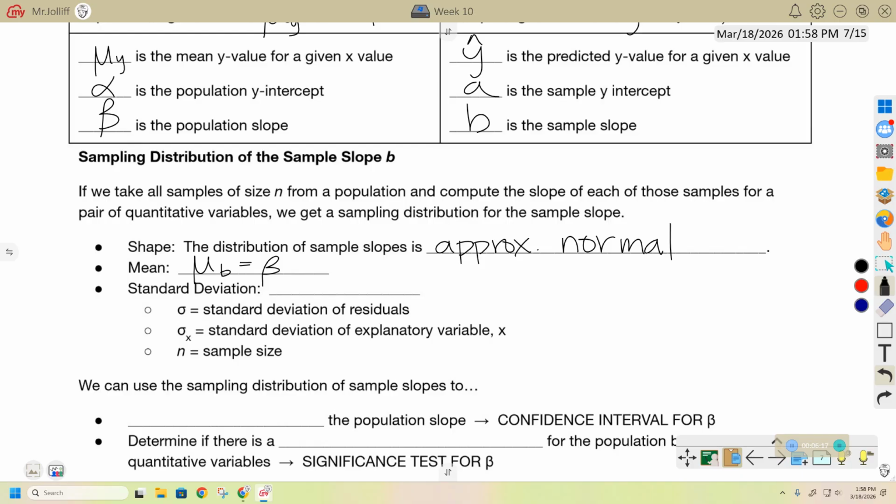Now for the less pretty part. The standard deviation, sigma b, is an ugly fraction.